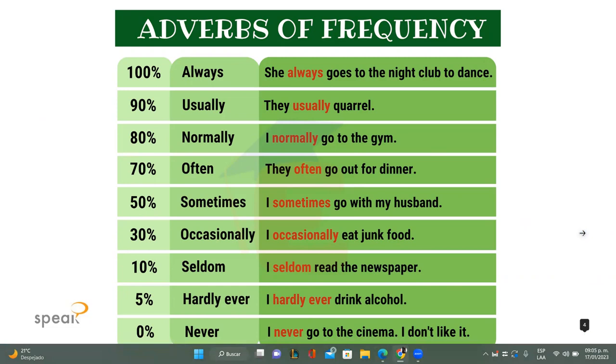Excellent. This one has two pronunciations. If you want to pronounce the letter T, that's fine. If not, that's also fine. You can say often with or without the T. In spoken English, they will usually omit it. So they often go out for dinner. Continue, please, Jaime Antillon. I sometimes go with my husband. Excellent. I sometimes go with my husband. Excellent. Continue, please, Roberto.